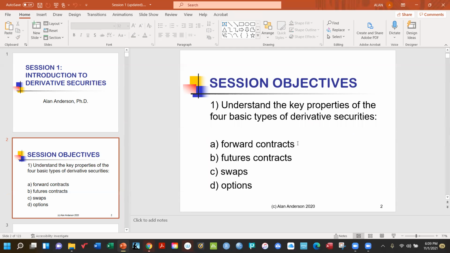All right, so we're going to focus on each one of these. Every week, we'll be focusing on a different security. And now, by the way, there are others too, but many of those other types are much, much more complicated, and they're often simply hybrids of what you're seeing here. So these are really the four basic structures that you can expect to see in the marketplace.